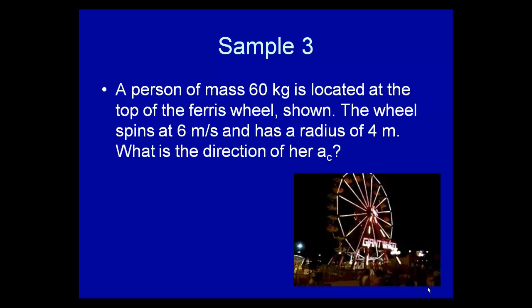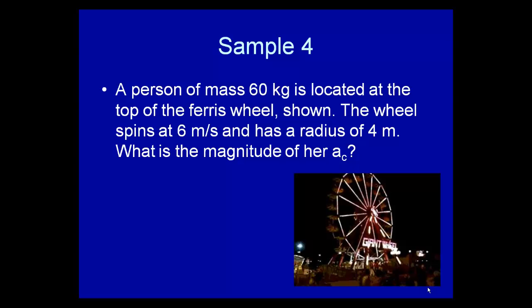A person of mass 60 kilograms is located at the top of a Ferris wheel as shown. The wheel spins at 6 meters per second, has a radius of 4 meters. What is the direction of her centripetal acceleration? Well, she's sitting there. She's being pulled towards the center of that circle. So therefore it's towards the center.